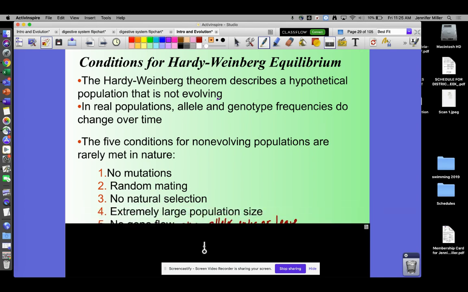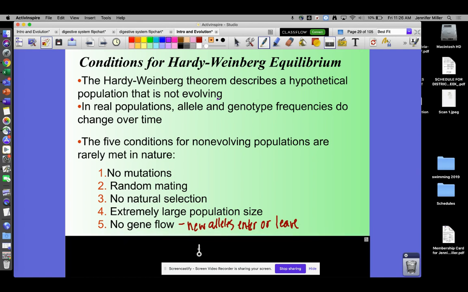All right. There has to be an extremely large population size. When you have a very small population, changes can occur very quickly, as we saw with genetic drift. So in order for no evolution to occur, there has to be an extremely large population size. And last, there's no gene flow, so no alleles enter or leave a population. All of these have to be met in order for a population not to evolve. Again, this is rarely met in nature. That typically does not happen. But these are the conditions for Hardy-Weinberg.